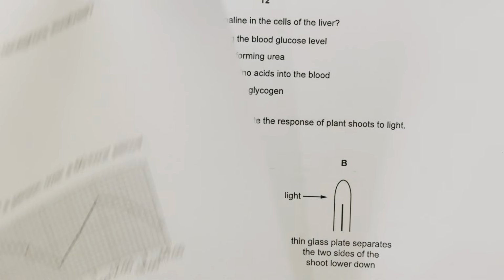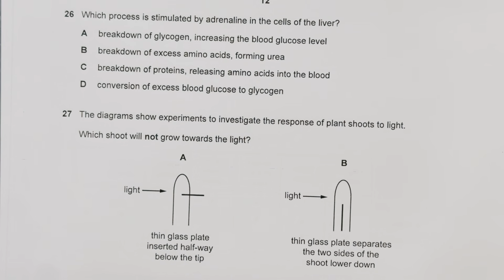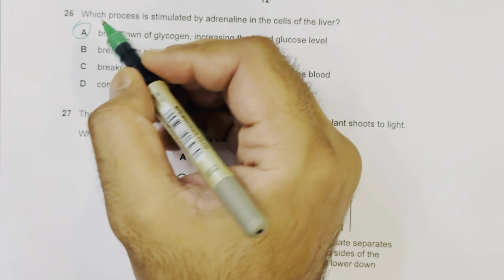Moving to question number 26. Which process is stimulated by adrenaline in the cells of the liver? Breakdown of glycogen, increasing the blood glucose level. Yes, this is the right answer.